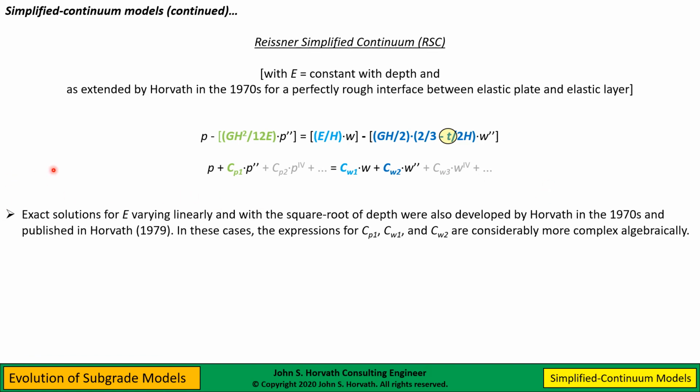And as I said, I also developed exact solutions for E varying linearly and as the square root of depth. They have only been published in my doctoral dissertation. They're very, very lengthy algebraic expressions. See, these are fairly simple expressions for these coefficients, CP1, CW1, CW2. The coefficients are much, much more complex algebraically. It's just algebra for these other two cases.